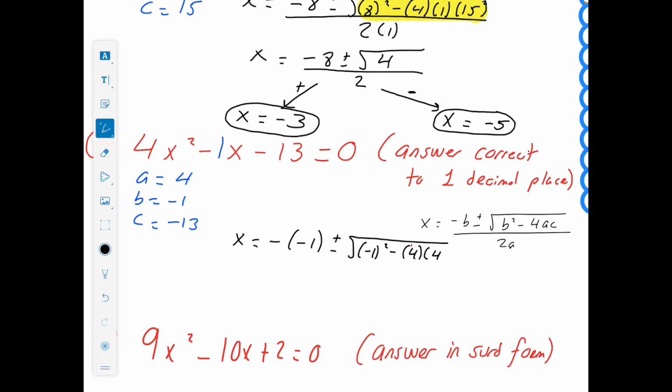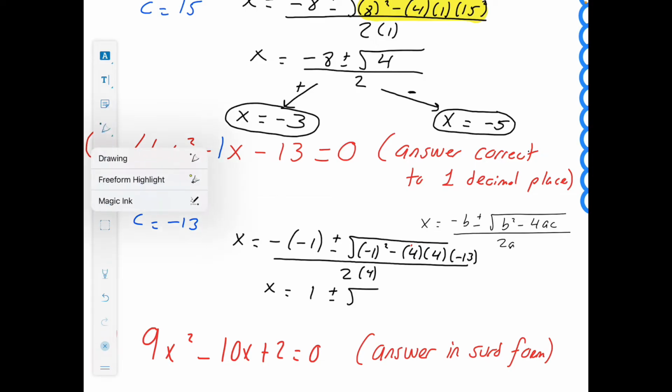Plus or minus the square root of b squared, which is minus 1, to be squared, minus 4 by a, which is 4, by c, which is minus 13, all over 2 by 4. So x is equal to minus 1. So minus by a minus gives me a plus. So that'll be 1 plus or minus the square root.